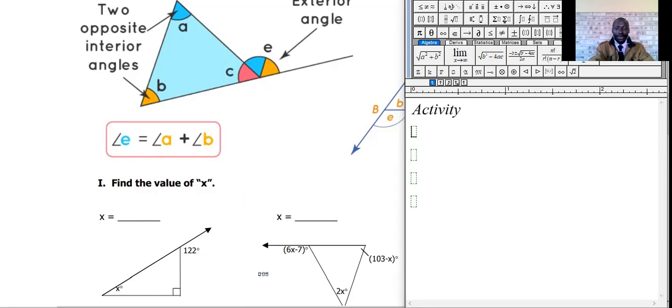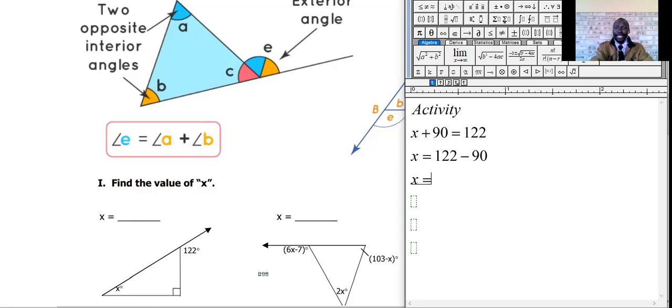Now, to find the value of X, we use the property that two interior angles must add up to one opposite exterior angle. The interior angles in this case include X and 90. That means if we add X to 90, we must get the opposite exterior angle, which is 122. Now, we can get the value of X when we transfer 90 to the right-hand side, which is going to give us 122 minus 90. From here, we can find the value of X.